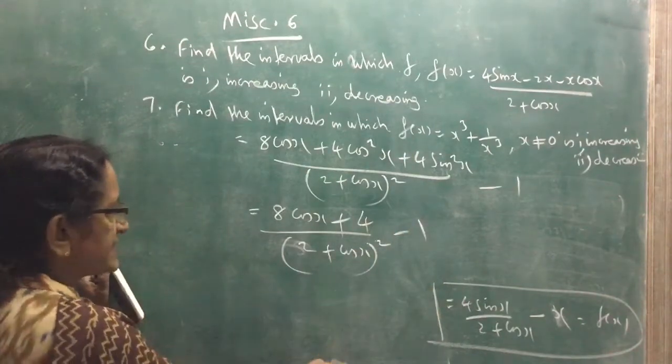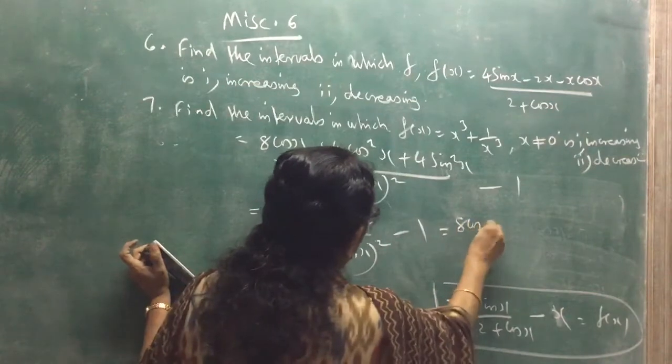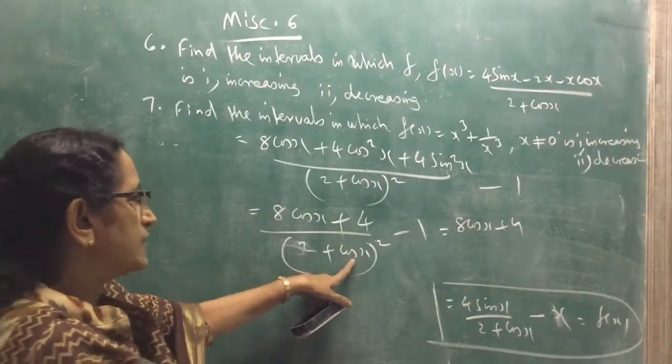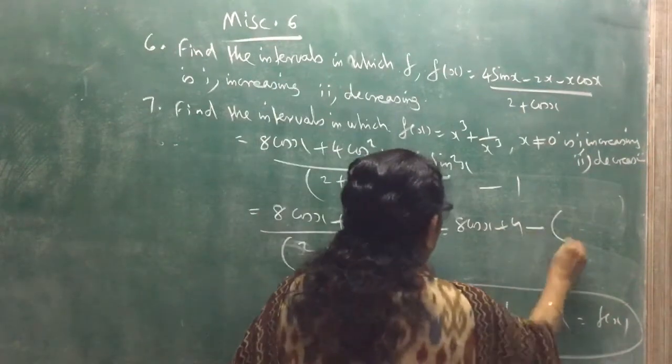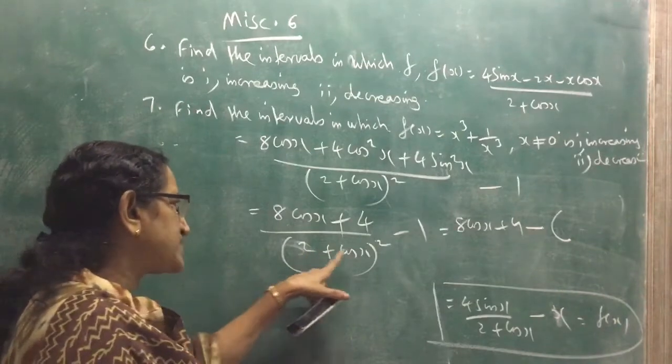Now we can find the LCM: 8 cos x plus 4, minus 1 into 2 plus cos x whole square. So minus 1 into the bracket 2 plus cos x whole square, which we can expand: a square plus 2ab plus b square.